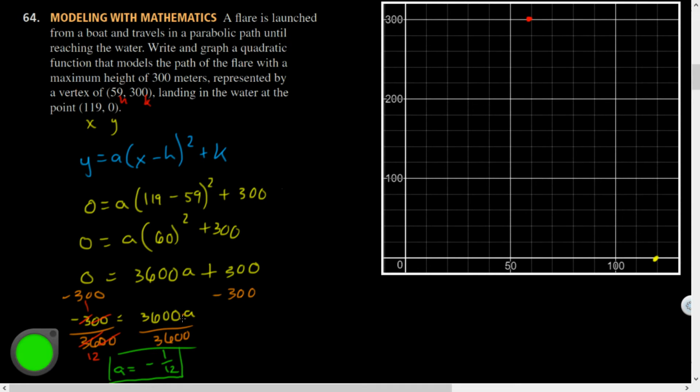Oh, it's in meters. Yeah, that's weird. This is actually not the path that a flare would take on planet Earth.